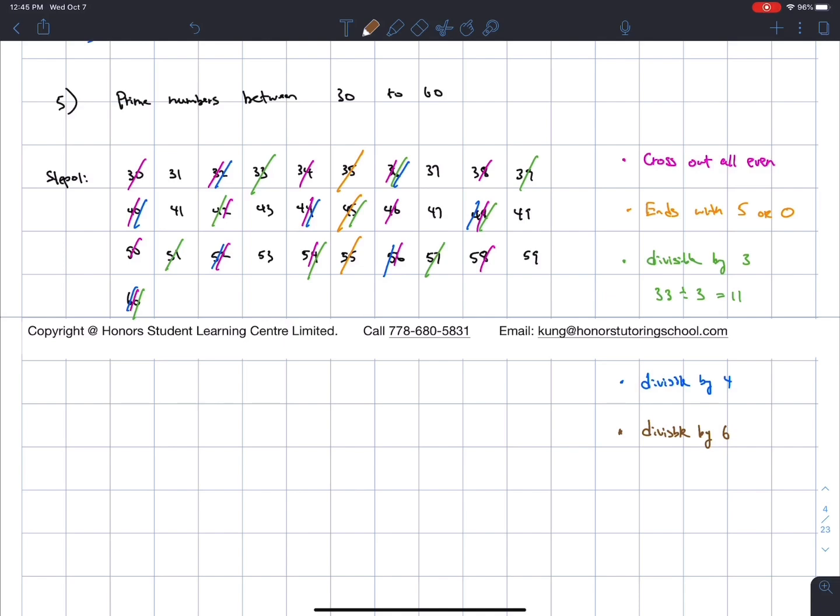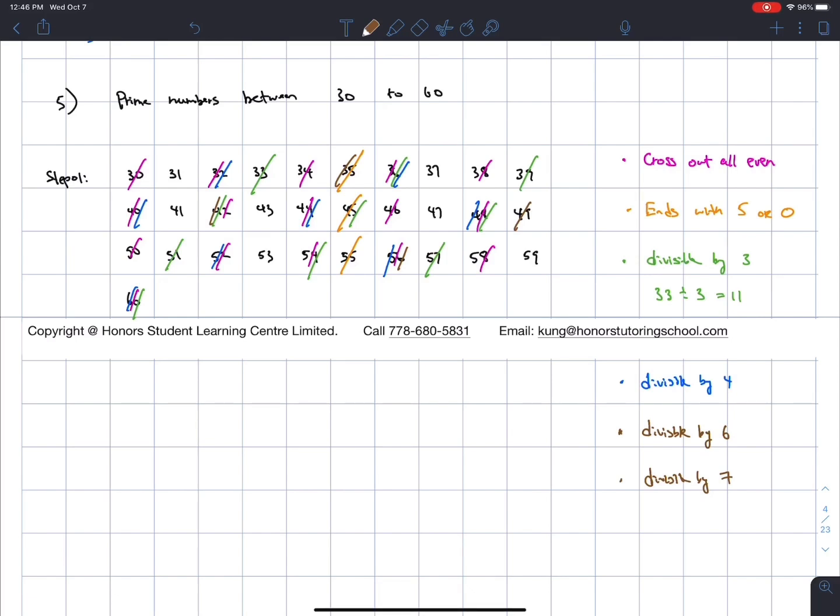The next one that I can try is 7. So 7 times 5 is 35, and then I plus 7 to get 42. Plus 7 again, I get 49, and then plus 7 again, I get 56. And that's it.